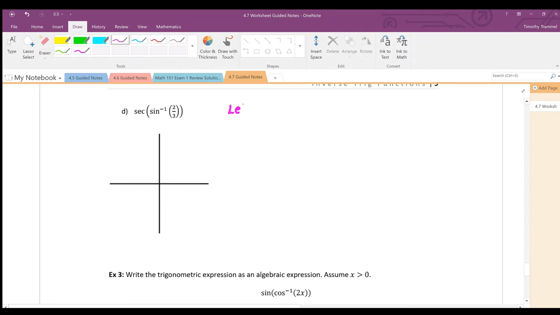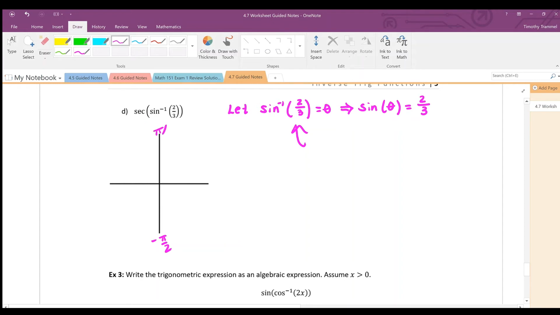So we are going to start off the exact same way. Let sine inverse of 2/3 equal theta. And so what this tells us is that sine of theta is equal to 2/3. And let's think about what quadrant this would put us in. Well, sine inverse only outputs angles in between minus pi over 2 and pi over 2.